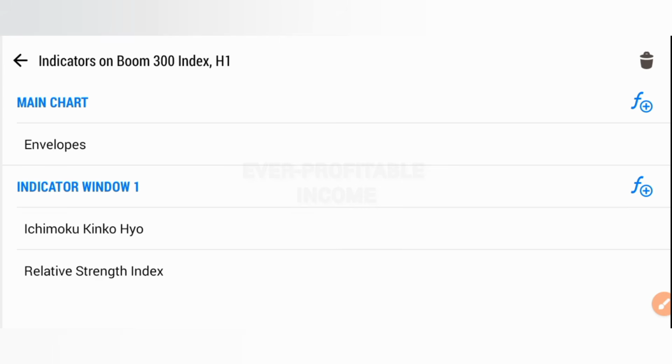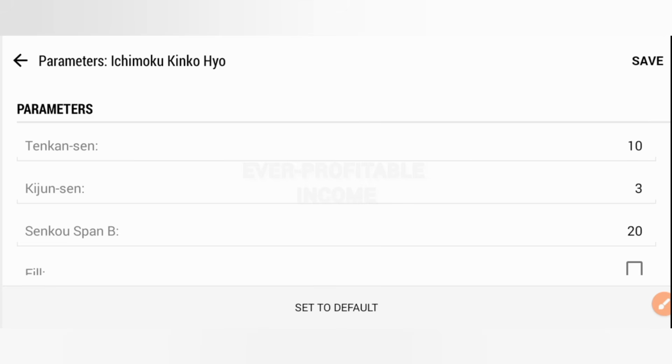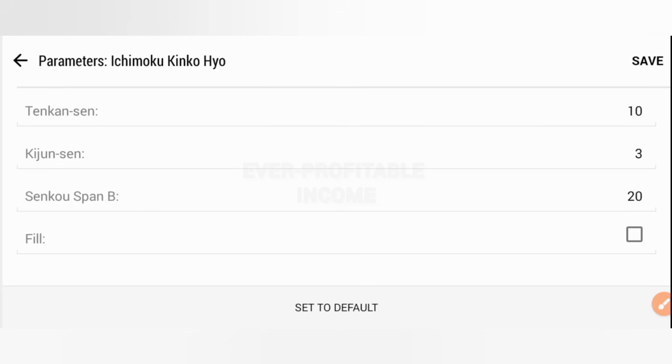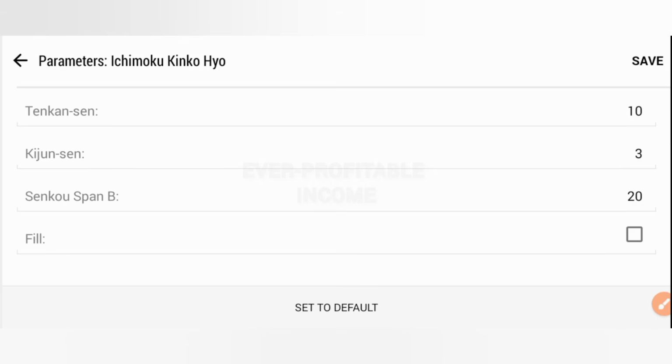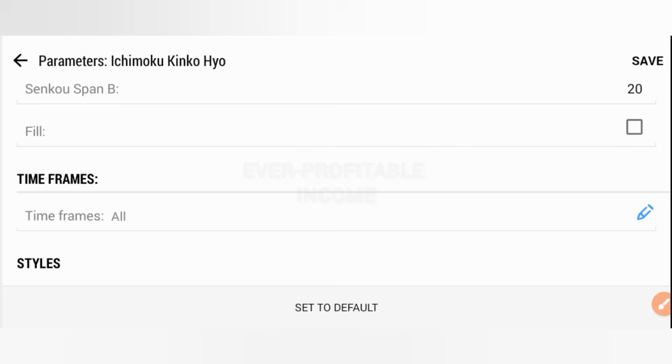Now the next and major indicator we are working with today is the Ichimoku, and this is your Ichimoku setting. Your Tenkan-sen is 10, your Kijun-sen is 3, and your Senkou Span B is 20. You can take a screenshot of it so you don't forget. Do not tick the fill.